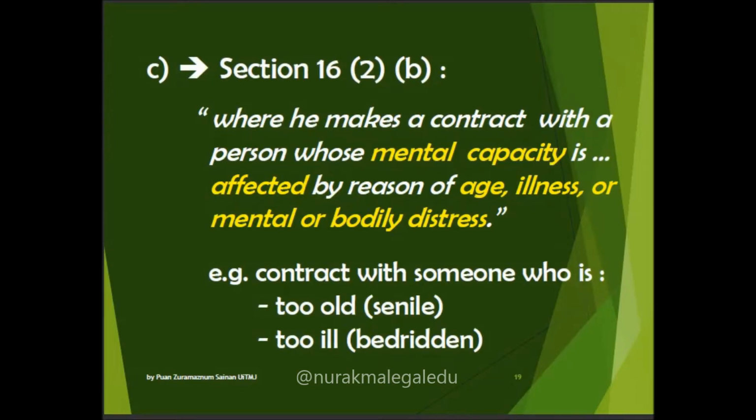Section 16, subsection 2, subsection B, where he makes a contract with a person whose mental capacity is affected by reason of age, illness, or mental or bodily distress. For example, a contract with someone who is too old or too ill, where the mental capacity is affected. Sometimes it is due to age, or you have a fever. If you have a very high fever, you cannot think rationally either. So, this will affect your mental capacity.